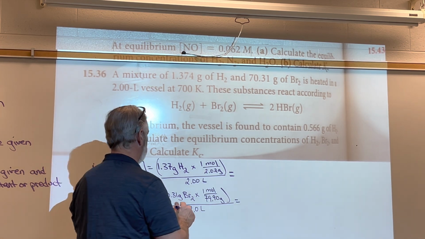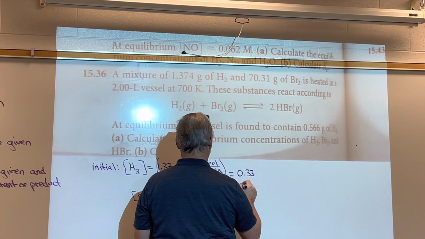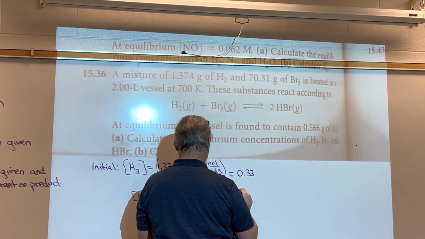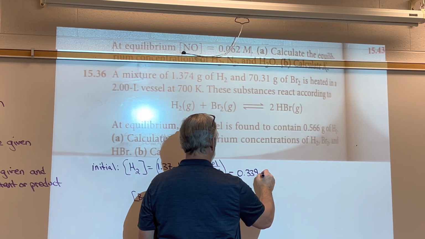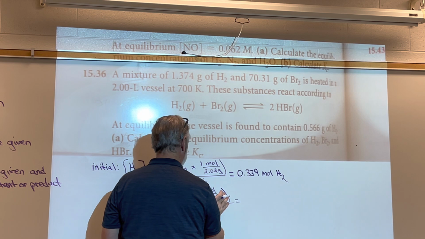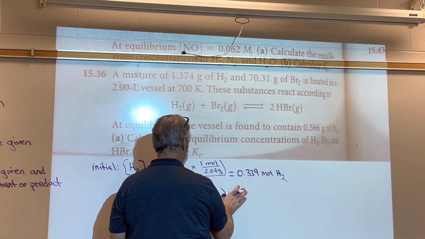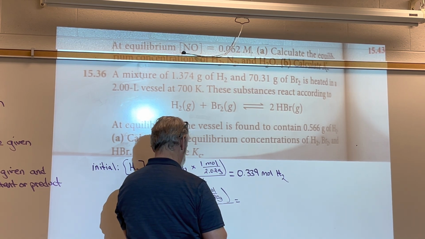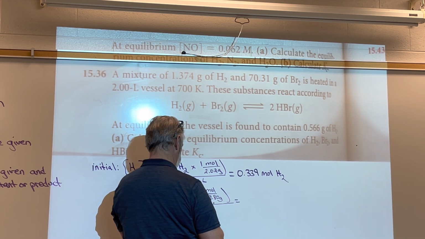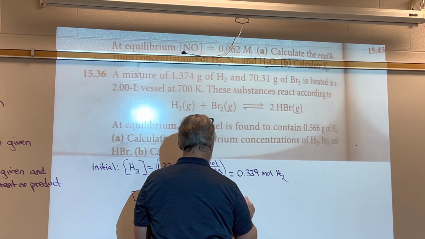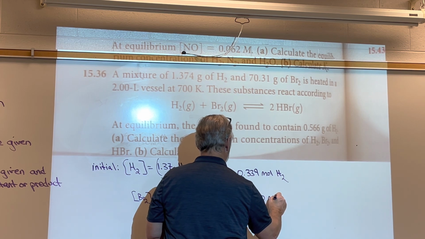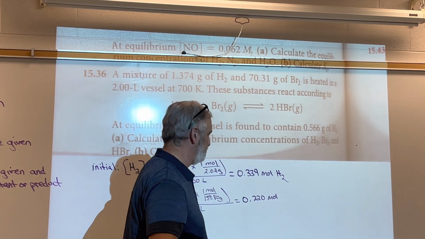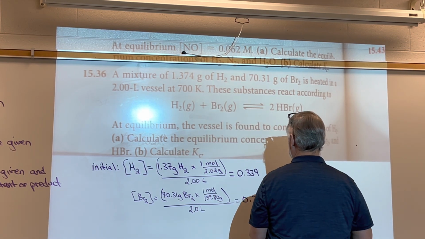I got this. What? Should BR2 be 160? Yes, it should. I was getting there. I would have seen it as soon as I did this. It's not my fault. 159.8. Yes, I think we've done it. Actually, it's not moles, it's molarity. KC?